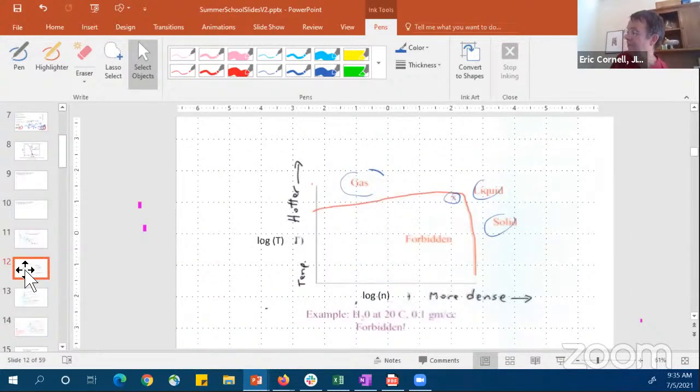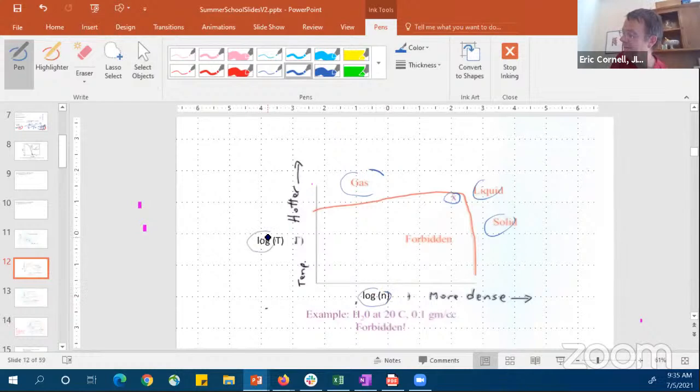So I'm just discussing this forbidden region. If you're not a stat mech or thermodynamic person, you might think, well, I can make the density anything I want. I can make the temperature anything I want.